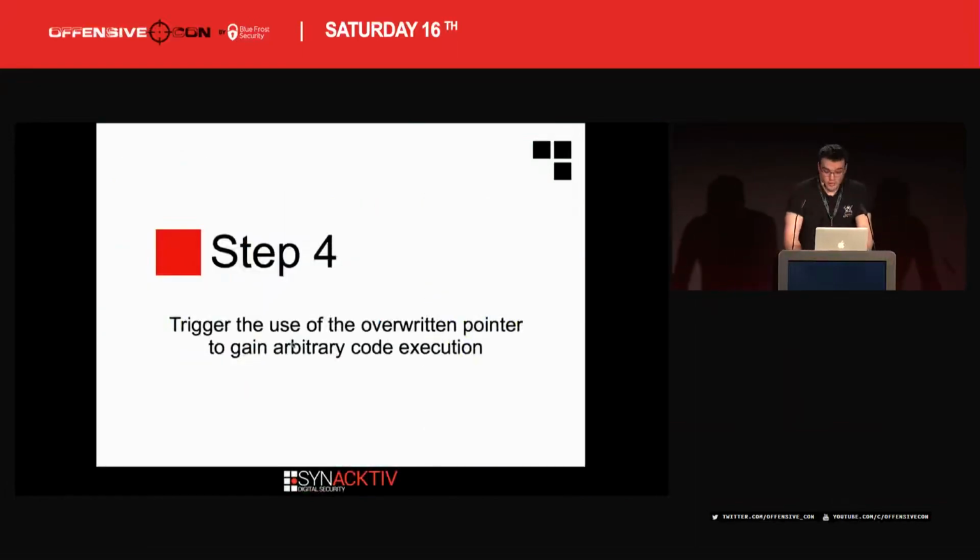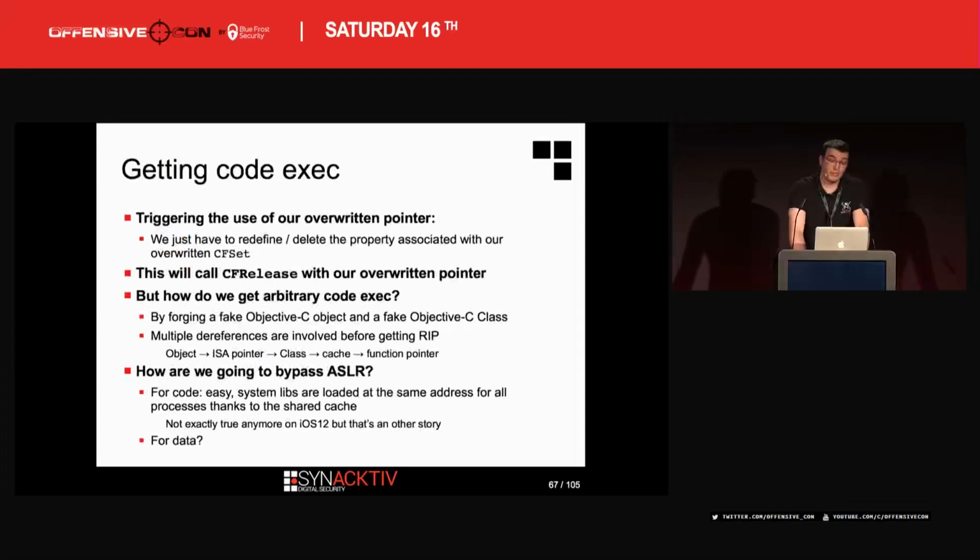So, with some luck, we reused our thread object. So the next thing to do is to trigger the use of the overwritten pointer to gain arbitrary code execution. Getting code exec is quite easy. You just have to trigger the use of our overwritten pointer. All we have to do is to delete the property associated with the huge CFArray of CFSet. So every CFSet will be freed, and when our overwritten CFSet is released, our overwritten pointer will be used with a call to CFRelease.